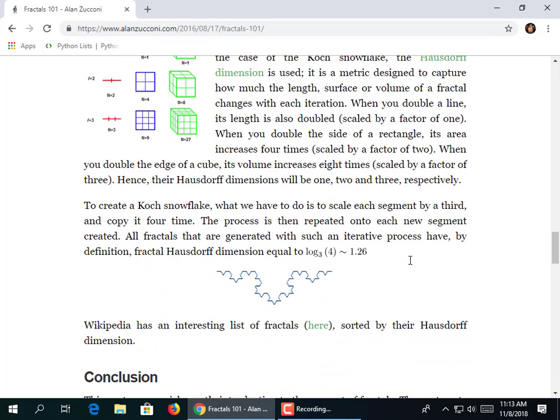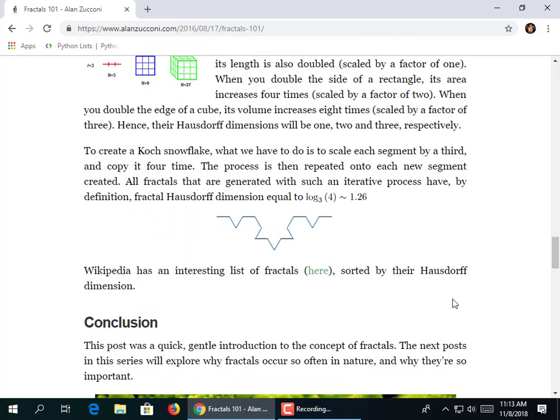That's kind of a zoom in of the Koch snowflake. So it only adds the triangles to the edges? Sort of.